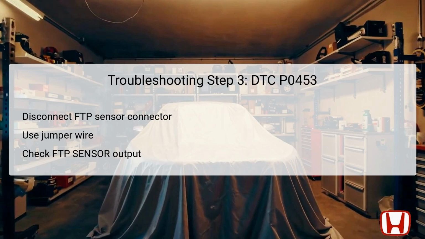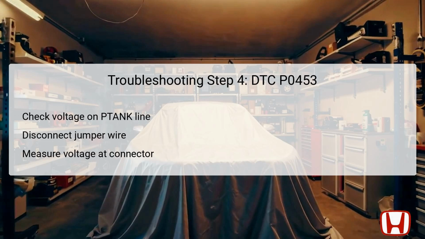This temporary bridge allows for testing the FTP sensor circuitry without the sensor itself affecting the readings. After establishing the jumper connection, turn the ignition back to the on position. With the HDS tool, measure the FTP sensor output once more. A reading of approximately 7.3 kilopascal, or a voltage of 4.7 volts or higher, would indicate that the FTP sensor itself is functioning correctly. If not, it's necessary to replace the FTP sensor.